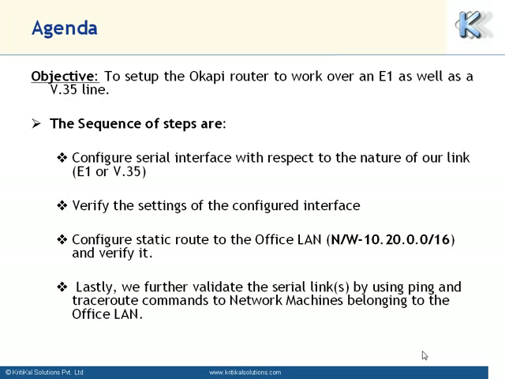The OKAPI router can support any number of synchronous serial interfaces. Each serial link can be either an E1 or a V.35 link. Again, each link can work with PPP and HDLC encapsulations. To showcase a serial communication over both the lines, we will use two network scenarios.